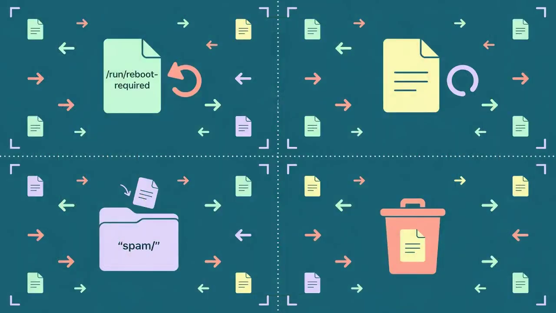Practical use cases are everywhere. A path unit watching /run/reboot-required for reboot triggers. A config reload watcher on a TOML file. A spam folder drop watcher that pipes new mail to a classifier, and cleanup daemons that activate the moment a temp directory fills up. One file replaces a cron job, a polling loop, and a hand-rolled init script.